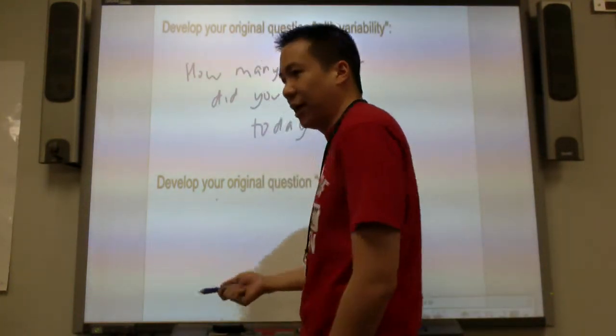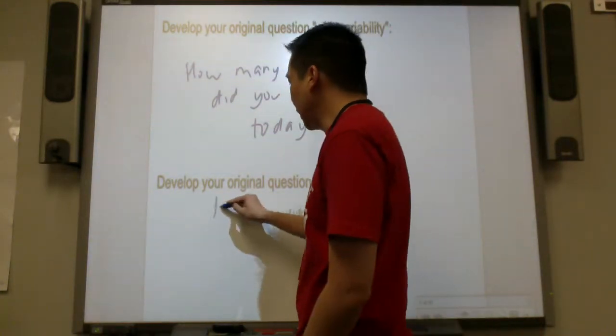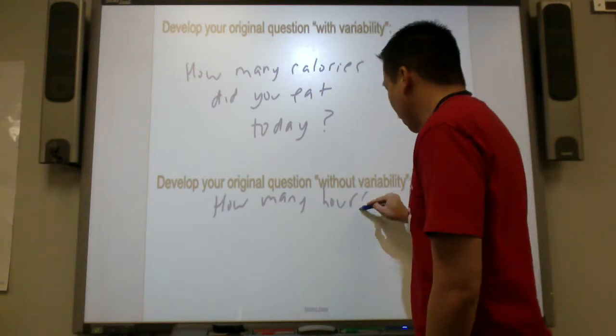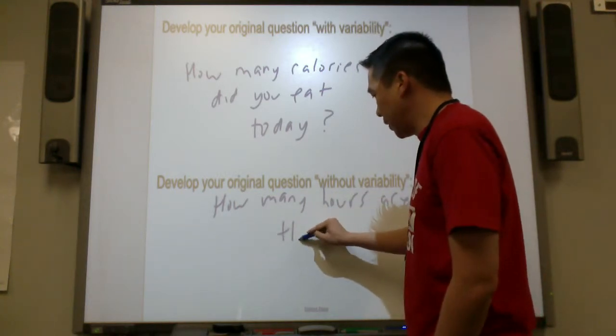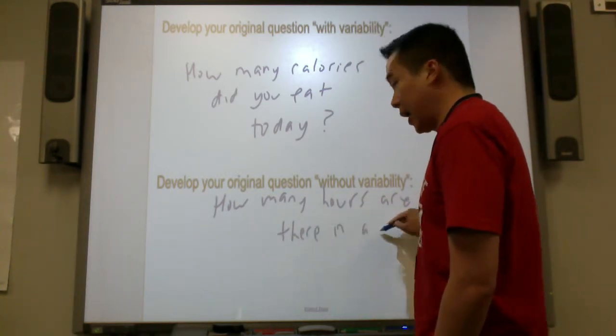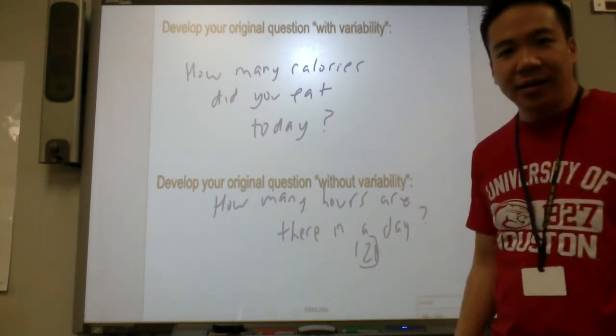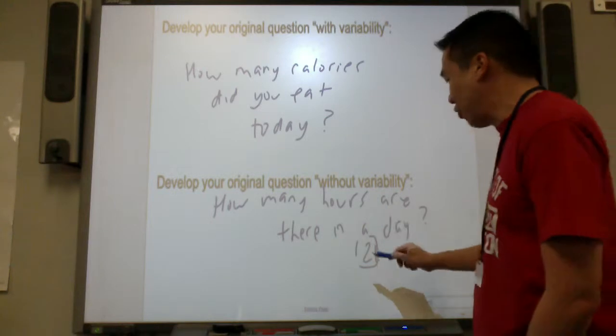Develop a question without variability. How many hours are in a day? How many hours are there in a day? 24. No variety. So that's without variety, without variability.